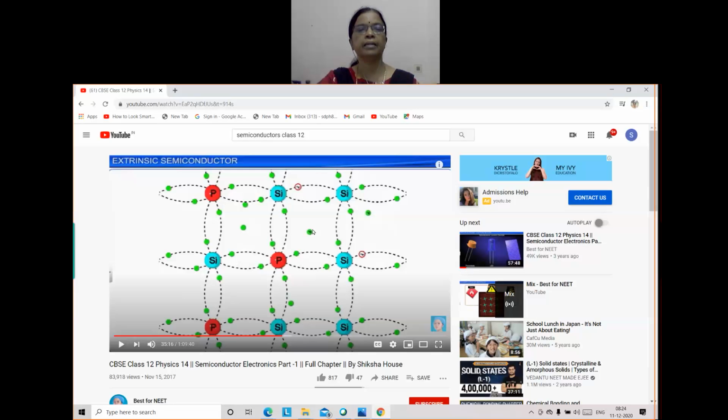Understand? So actually in an intrinsic semiconductor we are having holes and electrons. Along with that, when it is doped with a pentavalent impurity, it donates more electrons. Pentavalent impurity donates more electrons to the crystal lattice. So majority charge carriers, will it be holes or electrons when pentavalent impurities are added?